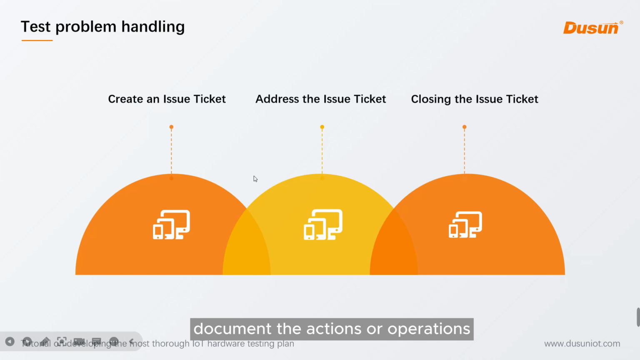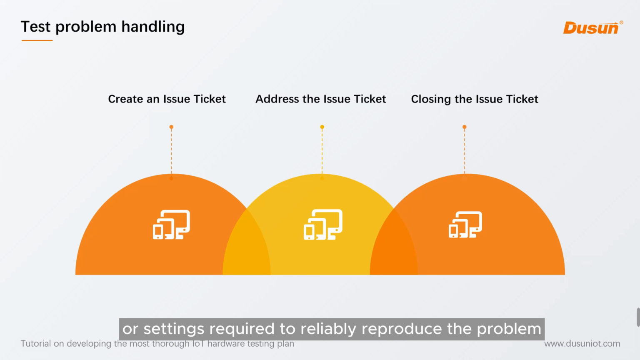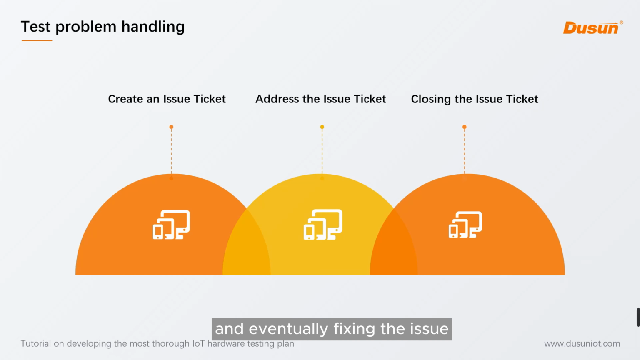This helps in categorizing and assigning the issue correctly. Document the actions or operations performed that led to the issue. Include detailed steps, input data, and any specific conditions or settings required to reliably reproduce the problem. This helps in understanding the root cause and eventually fixing the issue.